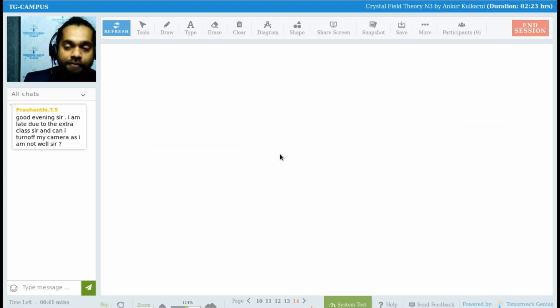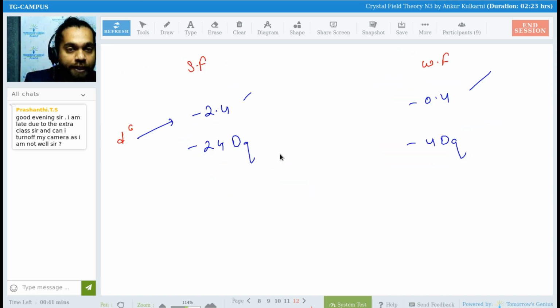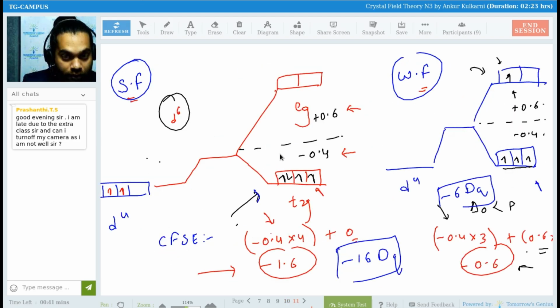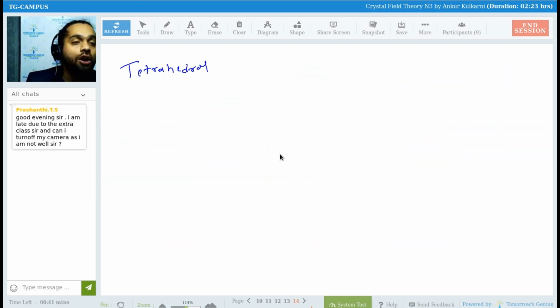Look over here. Then we have something called tetrahedral. Whatever we have done so far was for octahedral complexes. Now what for tetrahedral? Tetrahedral is opposite. What do we mean by that? In the tetrahedral, the splitting is opposite.